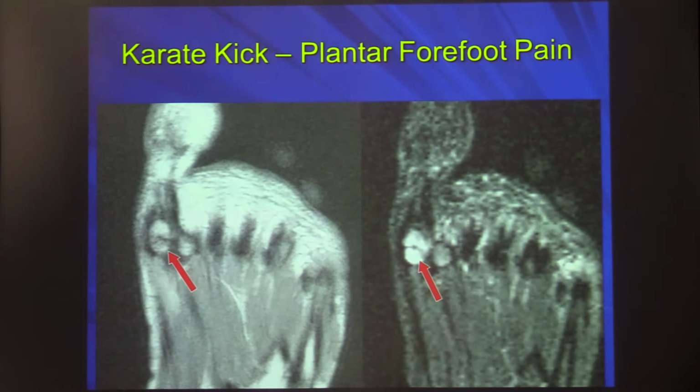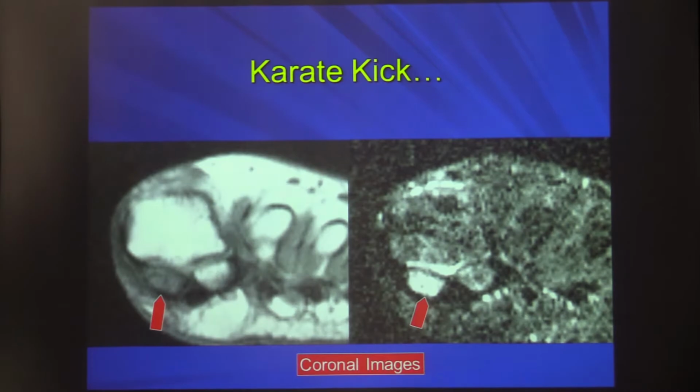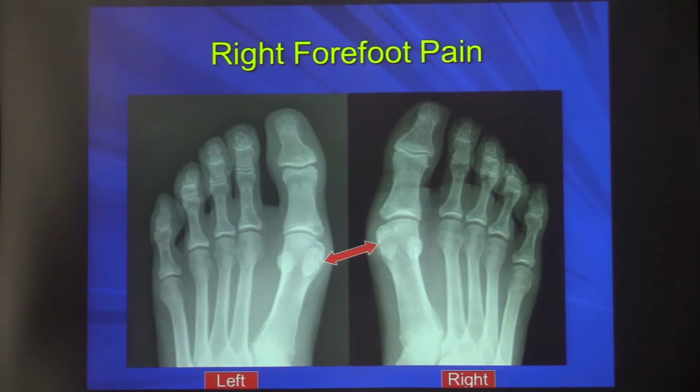Here's an example of a sesamoid fracture, a patient with a karate kick and plantar forefoot pain. Notice how the fracture line is more regular than we would see with a bipartite sesamoid. Same patient, short axis T1 and STIR imaging again showing the bone marrow edema in the tibial sesamoid. Now here we have a patient with right forefoot pain. One of the clues on radiographs that you're dealing with a bipartite sesamoid is the size. Typically, a bipartite sesamoid will be much larger than a sesamoid that has only one component.